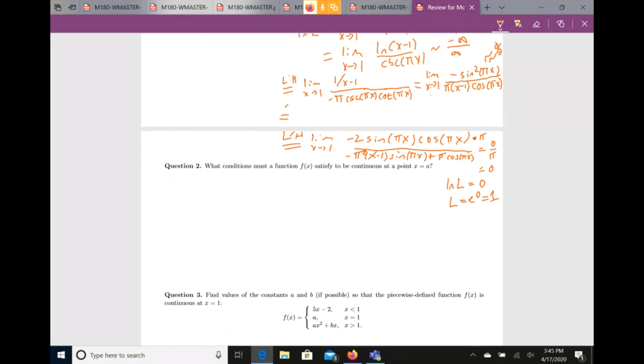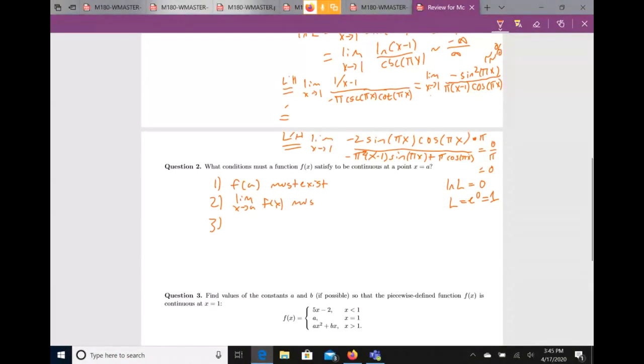Okay, so what does a function need to be continuous at a point a? There's three conditions. The function must actually take a value at a. The limit must exist as well. And they have to be the same.